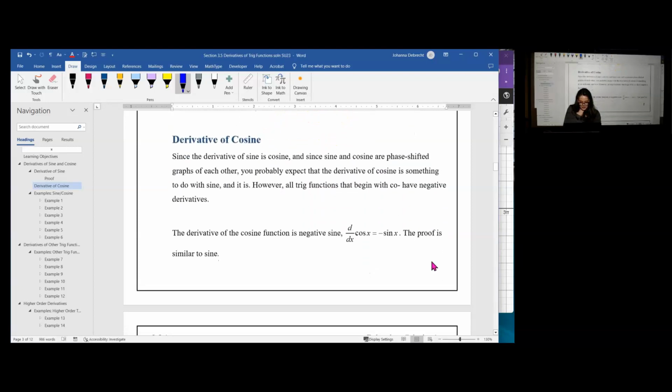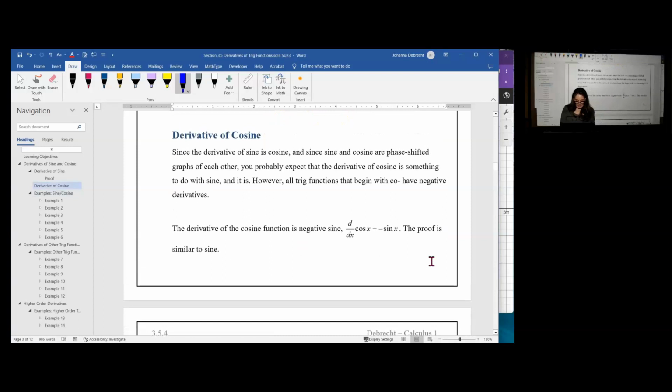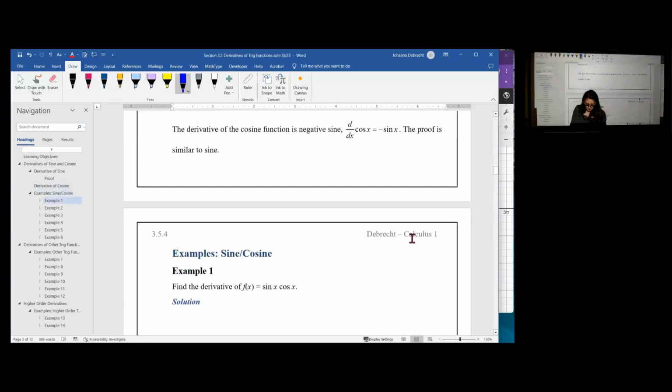Now, if you found that the derivative of sine is cosine, and you know that the graphs of sine and cosine are really just phase shifted from one another, then it makes sense that the derivative of cosine would have something to do with sine. And in fact, it does. The derivative of cosine, it's a co-function, so it must be negative, and the derivative is negative sine of x. The proof of this is very similar to the proof for sine.